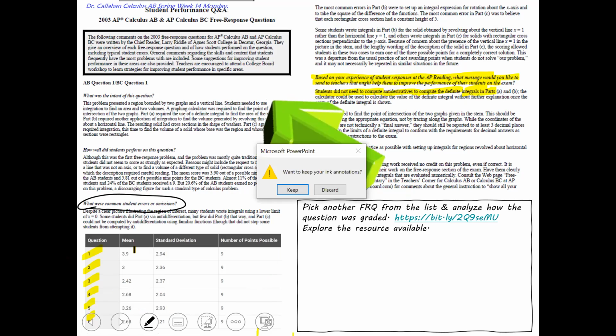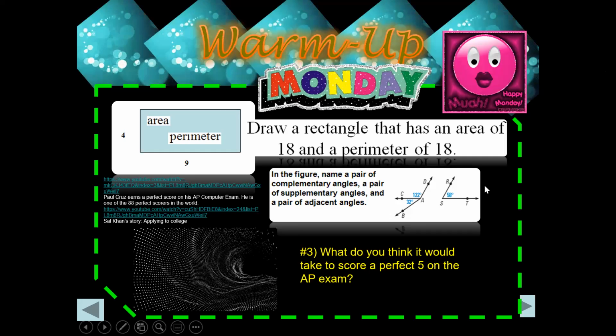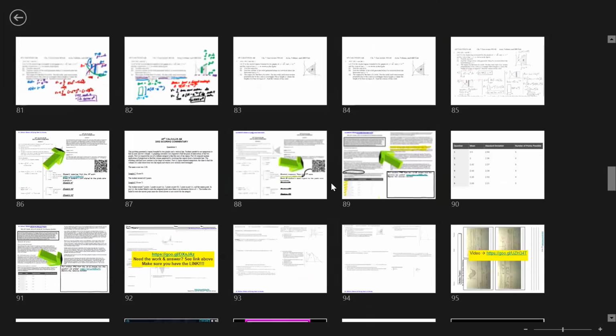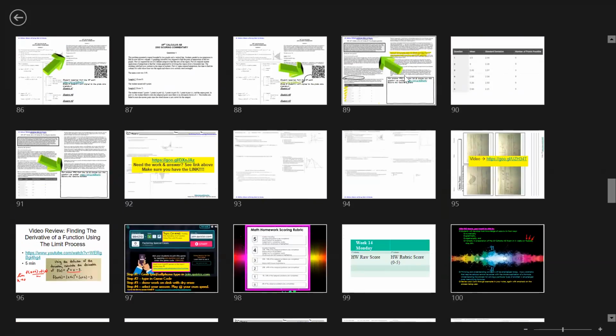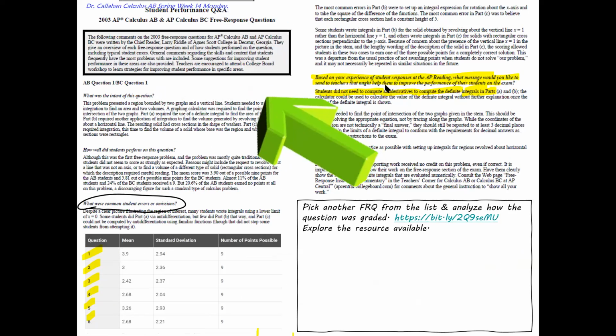The average score here is a 3.9 out of 9. So obviously that's a fairly low score, but you can still pass with that.